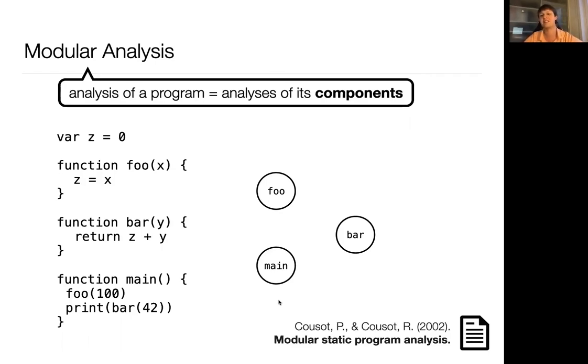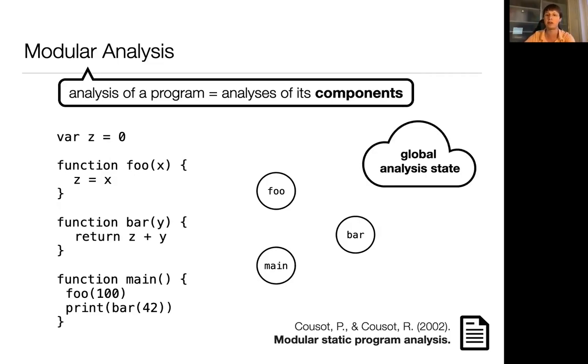However, in general, the analyses of components are not entirely independent of one another. That is, the analysis of one component can update the global analysis state, which is shared amongst all components, and it can update it in such a way that it will influence the analysis of another component. In this example, function foo writes to a global variable, z, that is also read by function bar. Therefore, the analysis of function foo updates the global analysis state, which in turn impacts the analysis of function bar. Therefore, after analyzing foo, we need to take into account this updated analysis state and reanalyze bar.